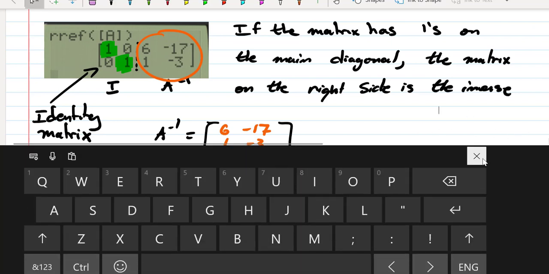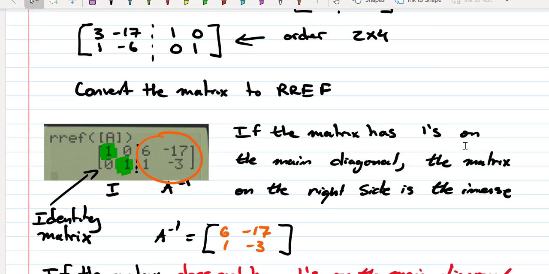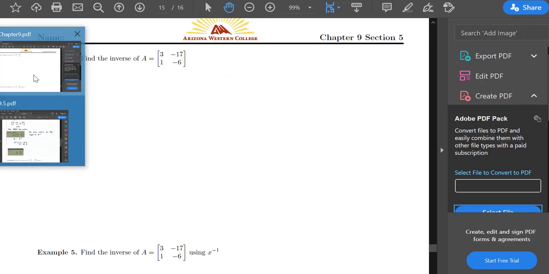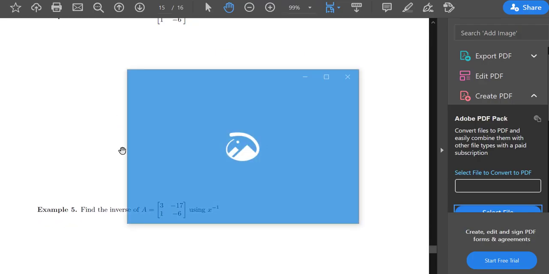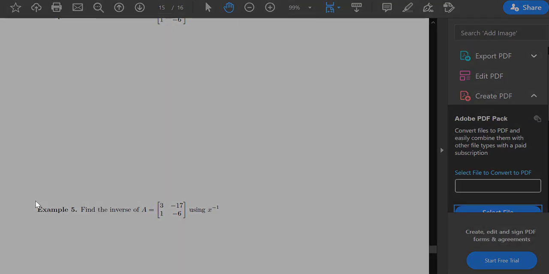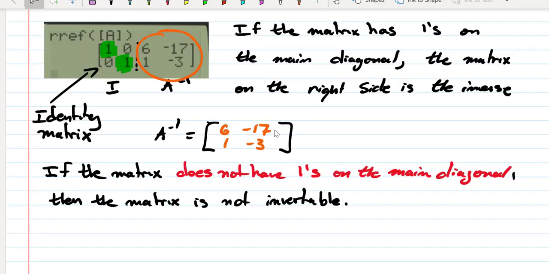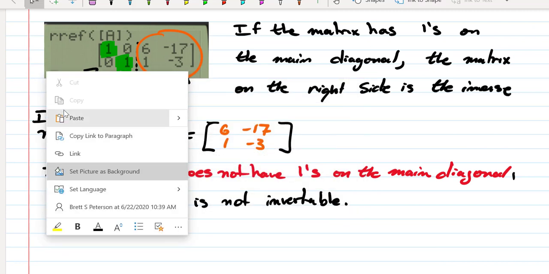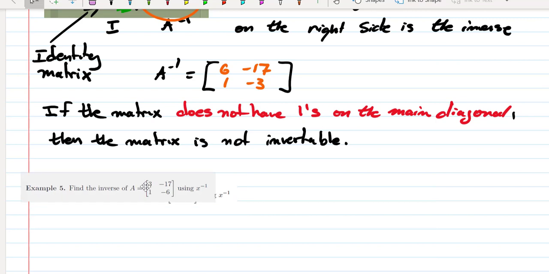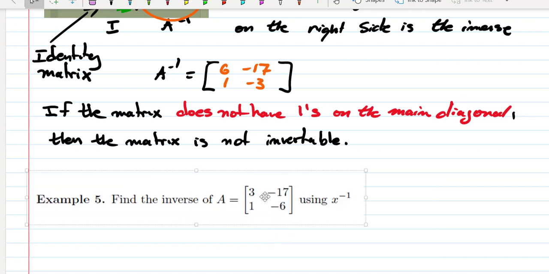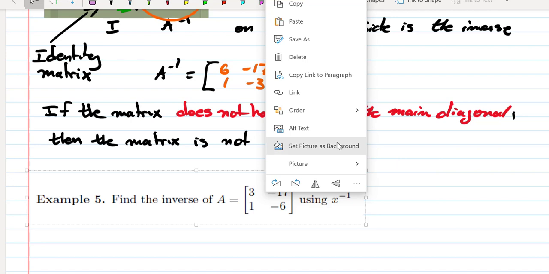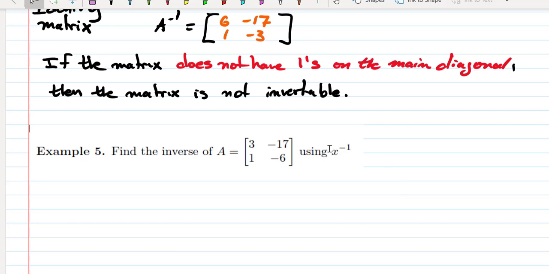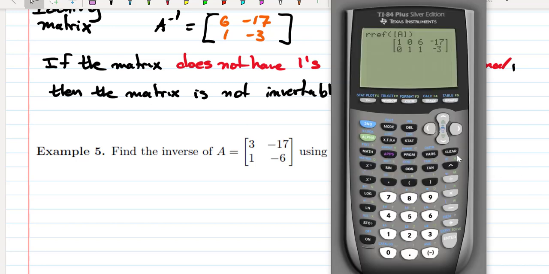So this is really the process that you would use if you were going to find the inverse of a matrix by hand. Turns out, if we ask our calculator nicely, it will find the inverse for us. So we'll notice example 5 is using the same matrix that we had in example 4, right? So before we do that, let's take a look at our calculator.